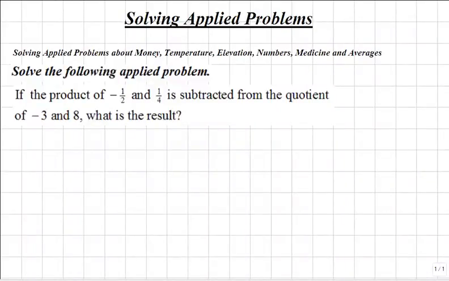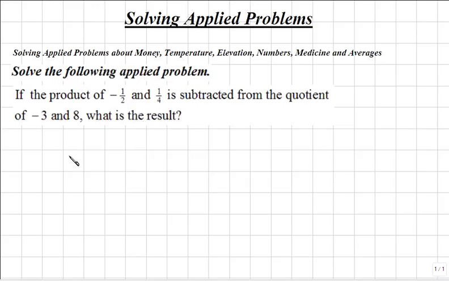Let's solve the following applied problem. If the product of negative 1/2 and 1/4 is subtracted from the quotient of negative 3 and 8, what is the result? To find the result of this problem, let's interpret word for word our problem into an expression and then simplify.